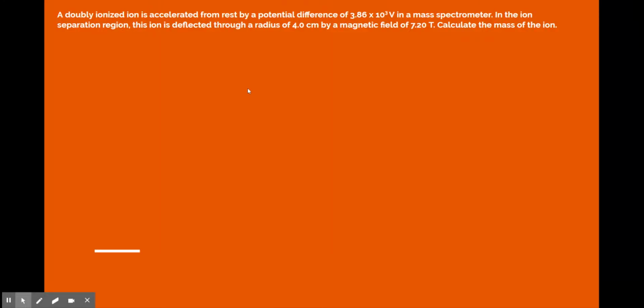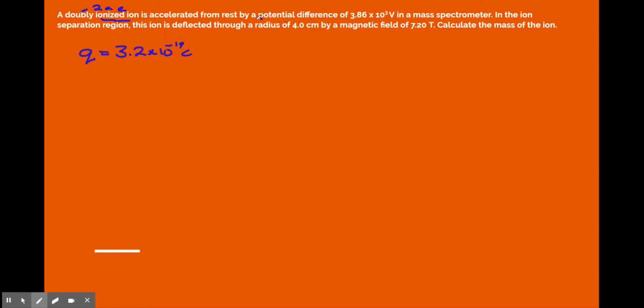All right, let's take a look at a mass spectrometer style question that involves multiple stages being described, not necessarily all of them, but at least gives you a flavor for what these can look like. This question describes a doubly ionized ion. Kind of seems redundant, but it basically tells me that the charge on this thing is going to be 3.2 times 10 to the minus 19 coulombs. That's 2 times the elementary charge.